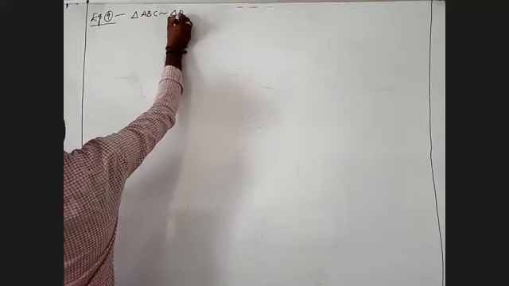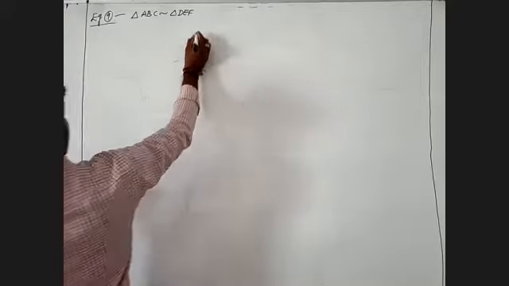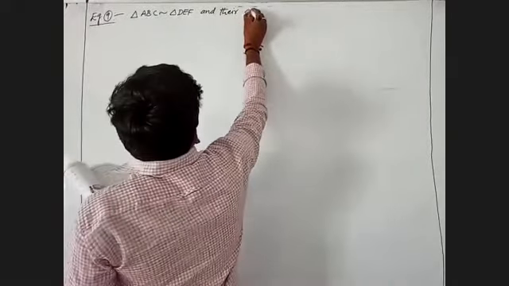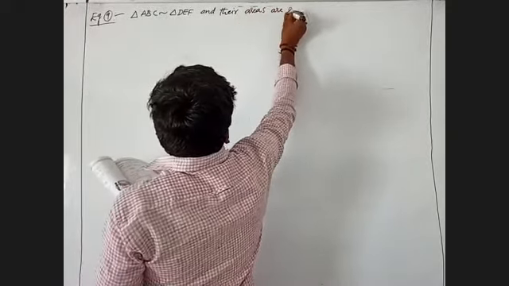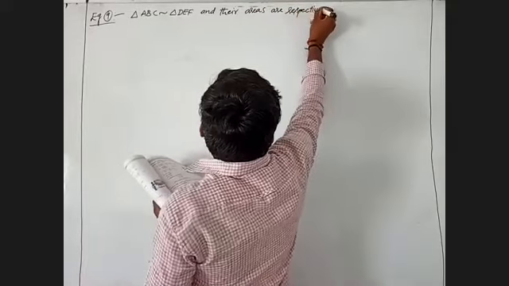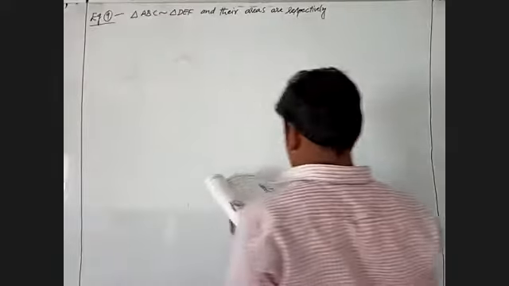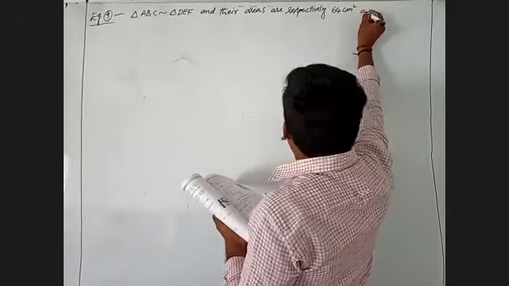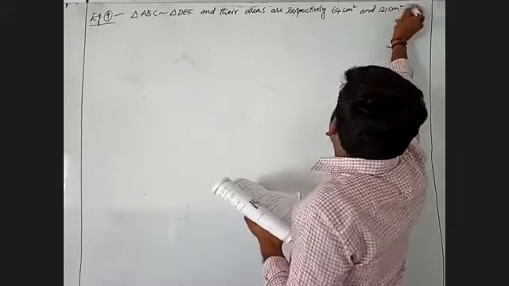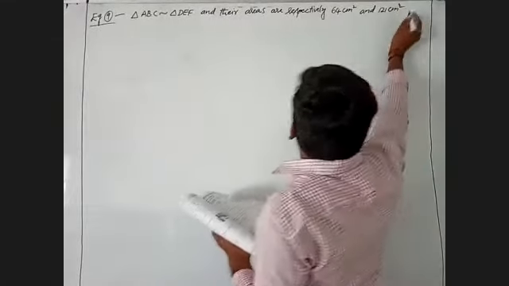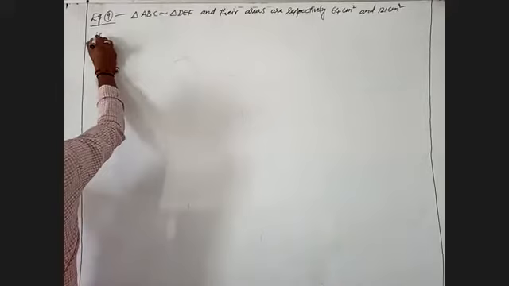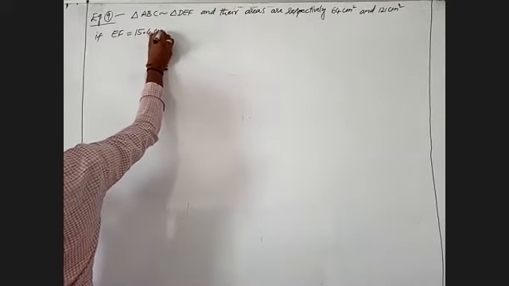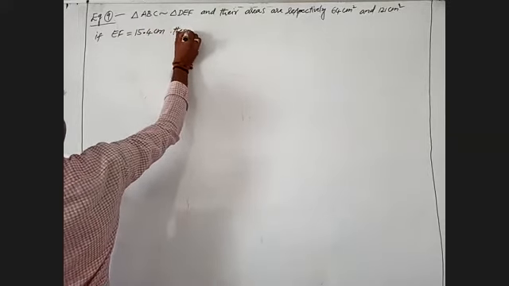Triangle ABC is similar to triangle DEF and their areas are respectively 64 cm² and 121 cm². If EF is 15.4 centimeters, then find BC.